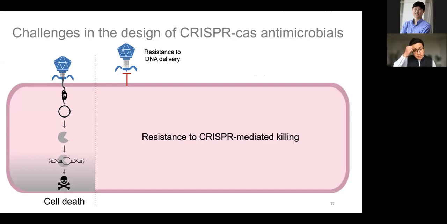So we started to break down the different ways in which the bacteria can escape the CRISPR antimicrobials. On this side of the slide, I show our ideal scenario, what we wish would happen. The phage delivers the DNA, the bacteria expresses the CRISPR-Cas9, Cas9 forms a complex with the guide RNA, and then they target the chromosome of the bacteria, which would result in cell death. However, there are some modes in which the bacteria might be able to escape. One of the most obvious is that it might develop resistance to the DNA delivery.